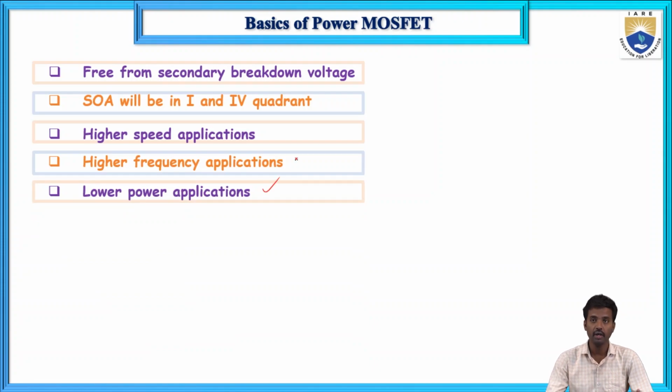Between drain and source there may be a large resistance, due to which large power dissipation occurs. Because of that reason it is used in low power applications. So these are the basics. These things you need to remember. I will explain in detail in the working, characteristics, and structure.